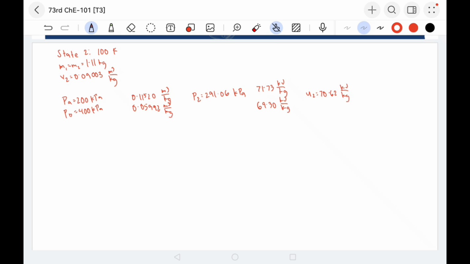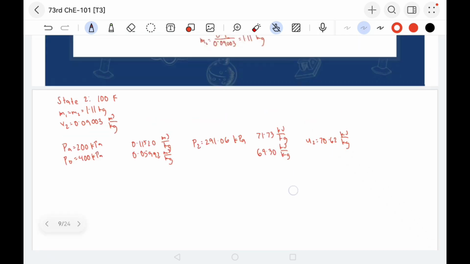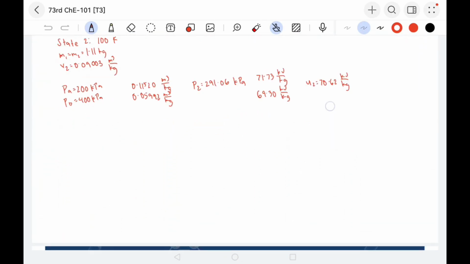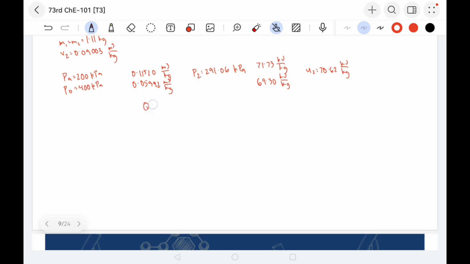Now to have everything, let us just substitute into the first law of thermodynamics, or the energy balance, to get our value for Q. So Q is equal to 1.11 times 70.62 minus 1.11 times U1, which is 691.65, to get a value of negative 689.34 kilojoules, which is our final required.